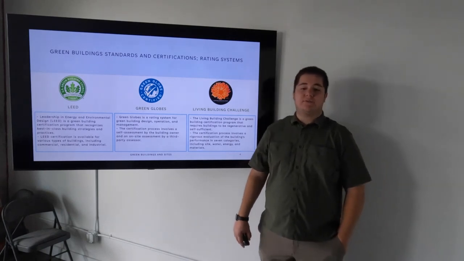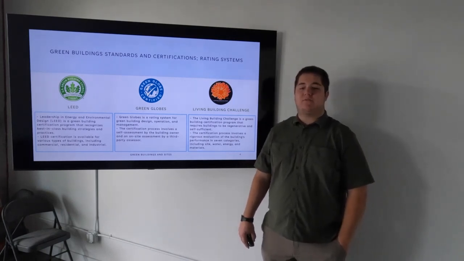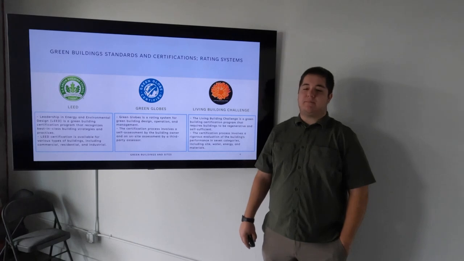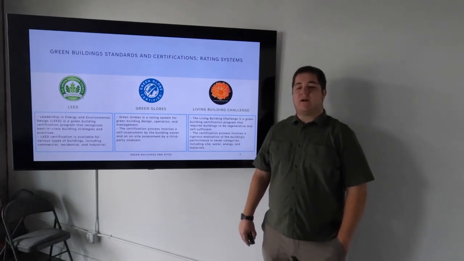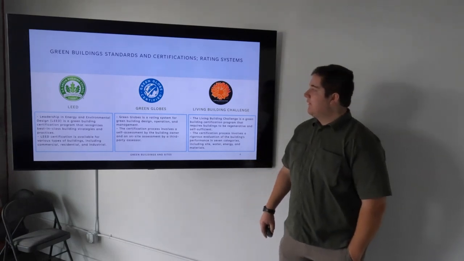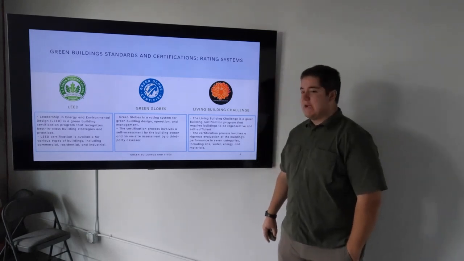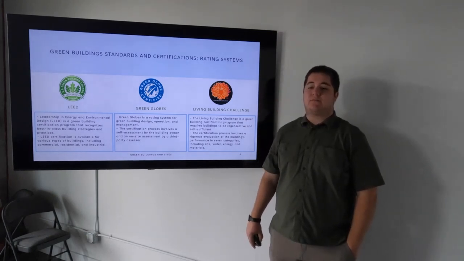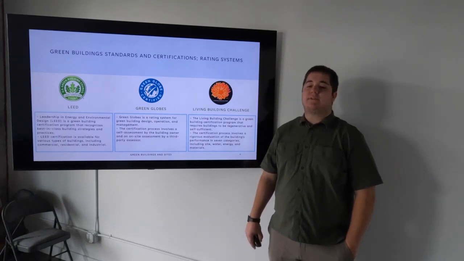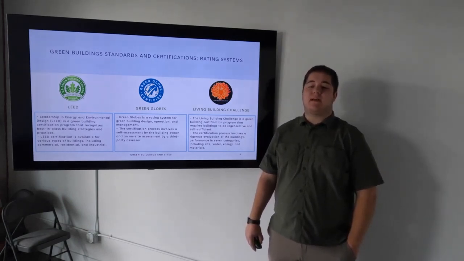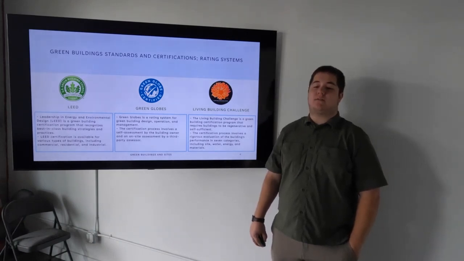Second being Green Globes certification. It's a rating system for green building design, operation, and management. Their certification process involves a self-assessment by the building owner and an on-site assessment by a third-party assessor. The last one we have here is the Living Building Challenge, which is a green building certification program that requires buildings to be regenerative and self-sufficient. The certification process involves a rigorous evaluation of the building's performance in 7 categories, including site, water, energy, and materials.